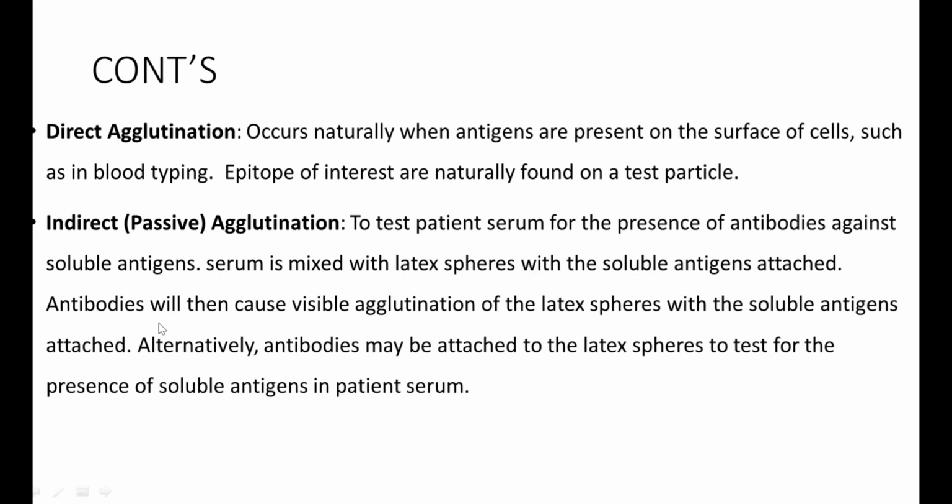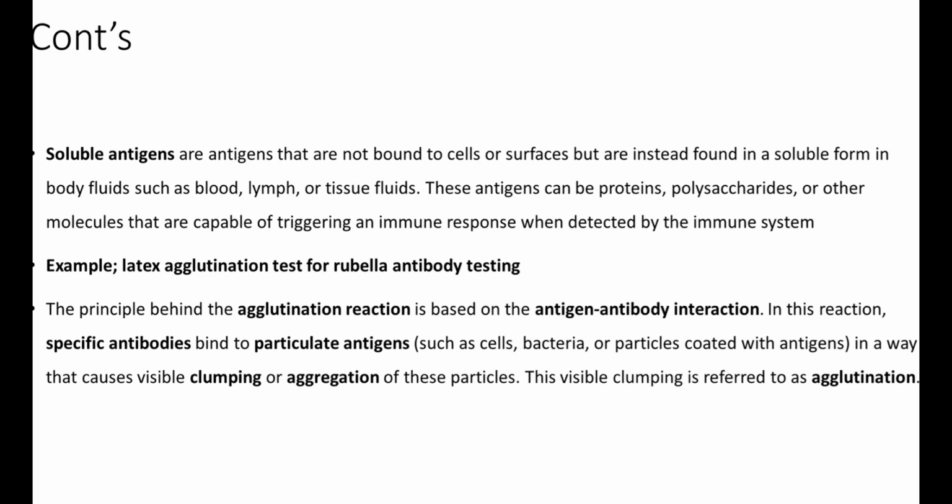The antibody from the serum of the patient will then cause visible agglutination of the latex sphere with the soluble antigen. Alternatively, the antibody may be attached to the latex sphere. Sometimes the latex is coated with the antigen when we are looking for the antibody in the patient, or alternatively, it can be coated with the antibody when we are looking for the soluble antigen which is present in the serum of the patient. That is the difference between direct and indirect agglutination.